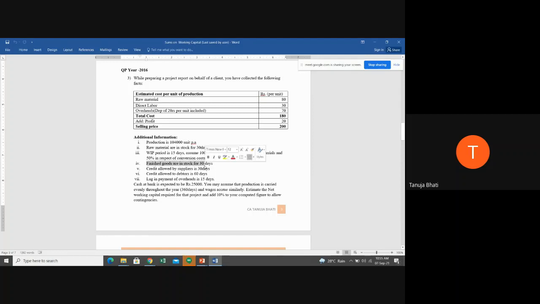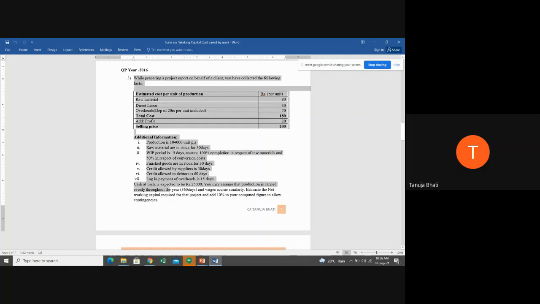Finished goods are in stock for 30 days. Credit allowed by supplier is 30 days. Credit allowed to debtors is 60 days. Lag in payment of overheads is 15 days. Cash at bank is expected to be 25,000. You may assume that the production is carried evenly throughout the year. See, they're telling don't consider 365. Here they're telling consider 360 days. So suppose if it is specifically mentioned 360 days, consider 360 days. If nothing mentioned, consider 365. Okay, and estimate the net working capital for the project and add 10% to your computed figure to allow contingency.